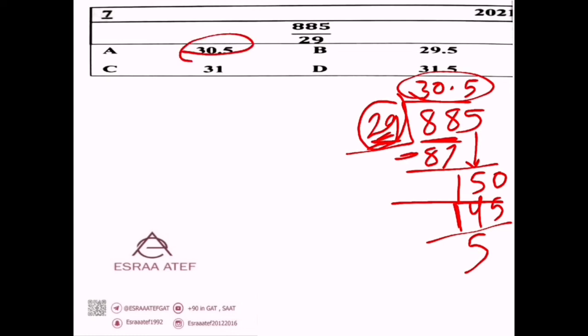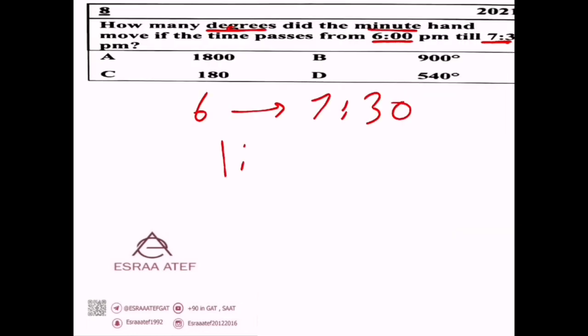Now here is the problem of the degrees with the minutes or hours. Here it's from 6 to 7 and 30. So we have 1 hour and 30 minutes, and he wants to get the degrees. How can we get the degrees?